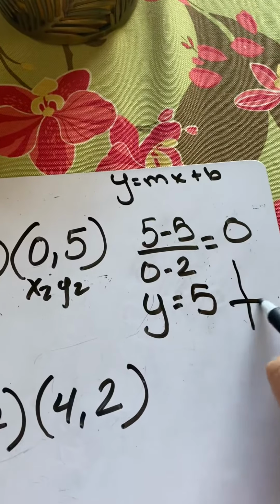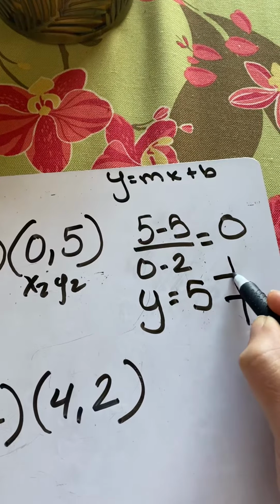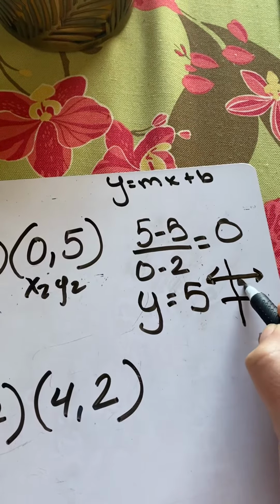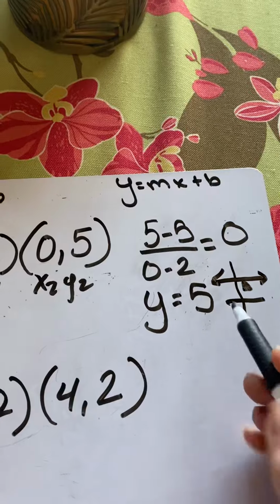This line is going to be a horizontal line because it has a 0 slope going through 5, which is your y-intercept.